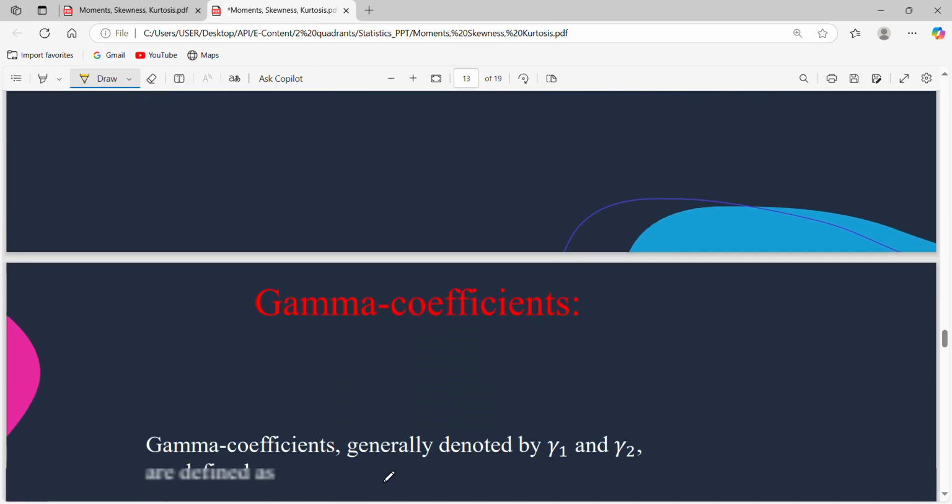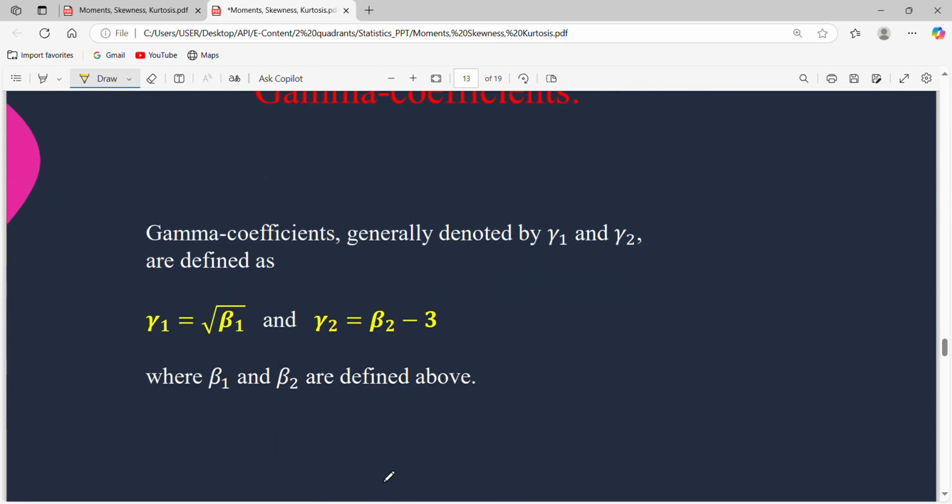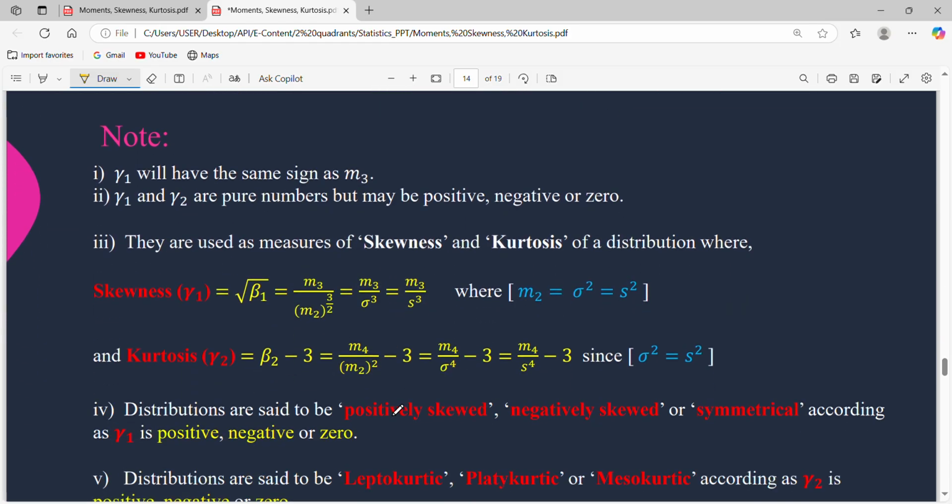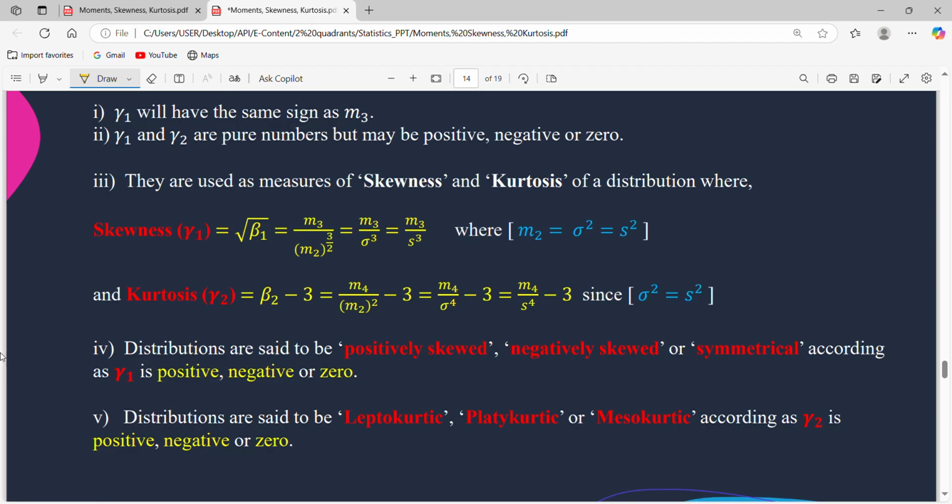Next is gamma coefficient. Gamma coefficient is generally denoted by gamma 1, gamma 2. So here gamma 1 represents root over beta 1, gamma 2 represents beta 2 minus 3, where beta 1, beta 2 are defined above. Now note, gamma 1 will have the same sign as M3. Gamma 1, gamma 2 are pure numbers but may be positive, negative or 0.